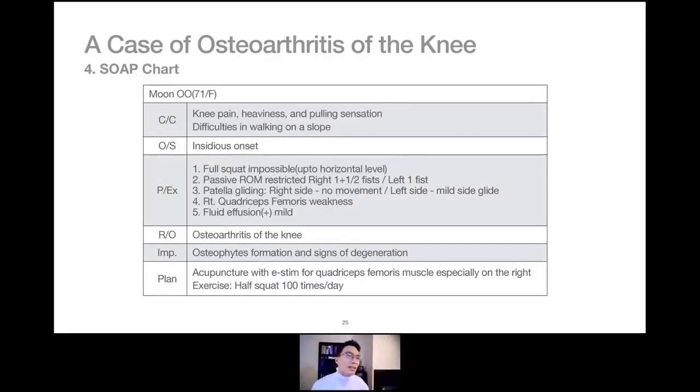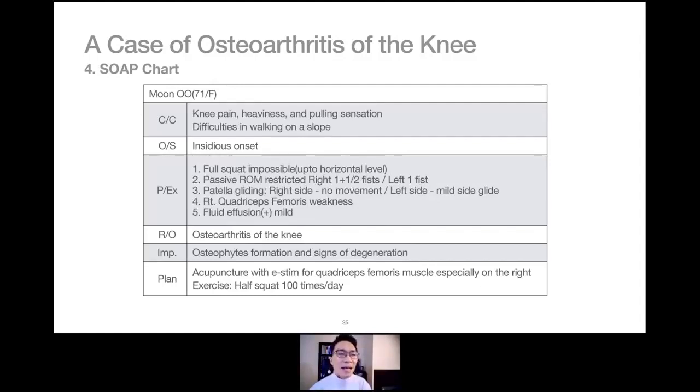This patient was a 71-year-old female complaining of knee pain, heaviness, and a pulling sensation. Especially, she experienced difficulties walking down a slope. And she had an insidious onset, which is really important, because if the patient is reporting an injury, it is less likely to be osteoarthritis. So the insidious, gradual onset is one of the factors associated with knee OA.